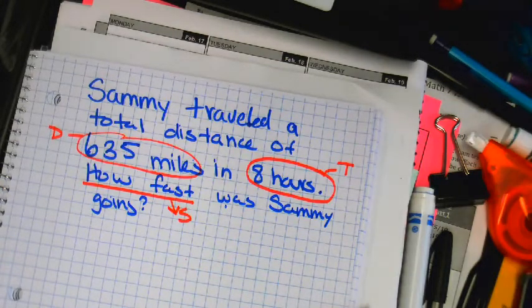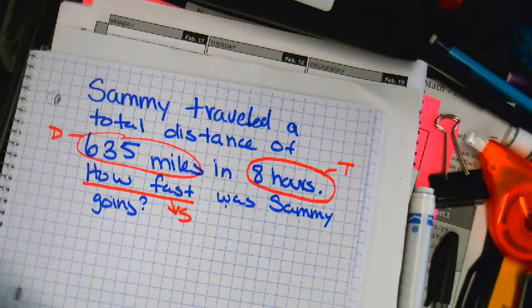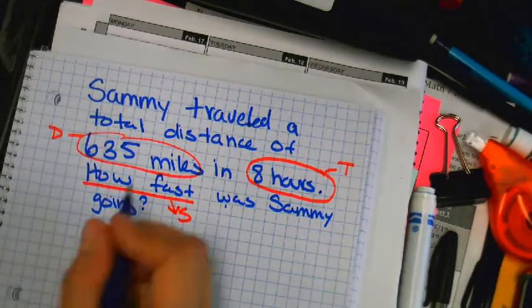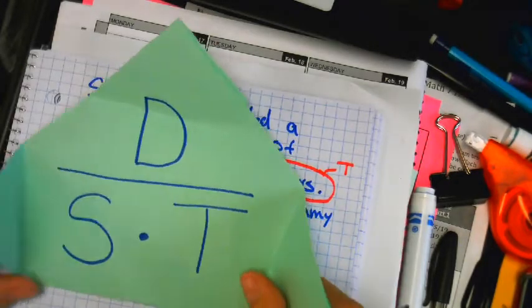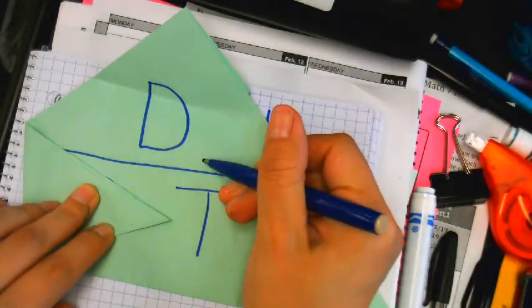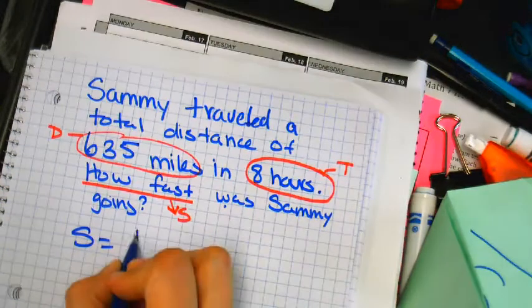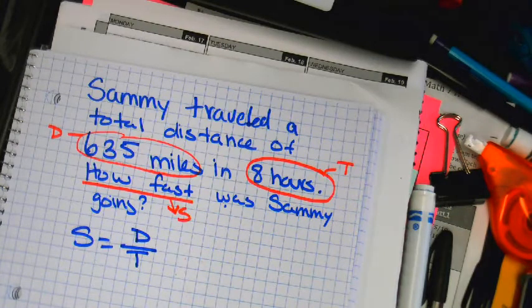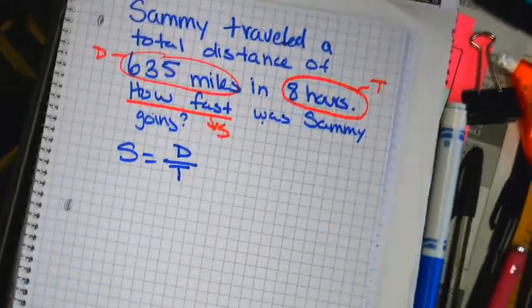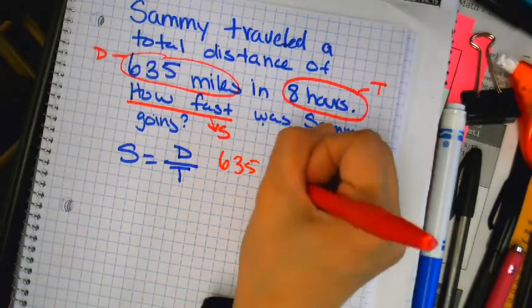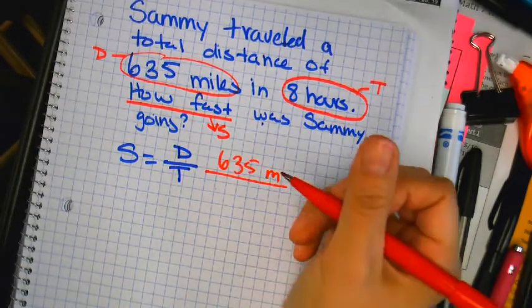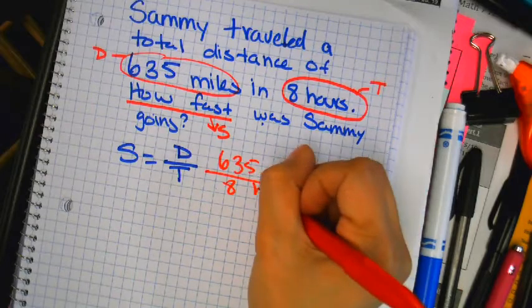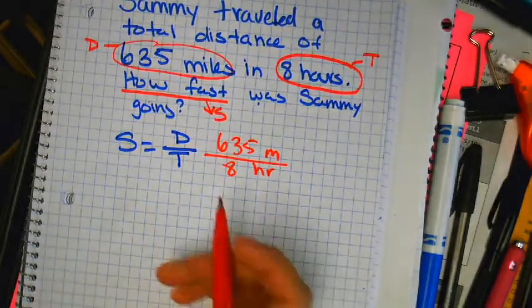What letter am I going to cover up? The S. So I cover it up. What am I left with? Yep, write it down. So I'm solving for S. So I'm going to put S equals. So I cover up the S. What am I left with? D over T. All right. So what's my distance? 635 miles over, what's my time? 8 hours.